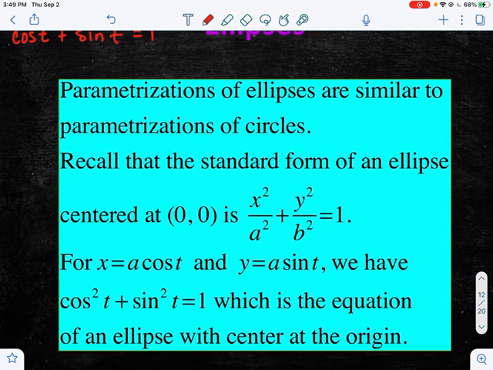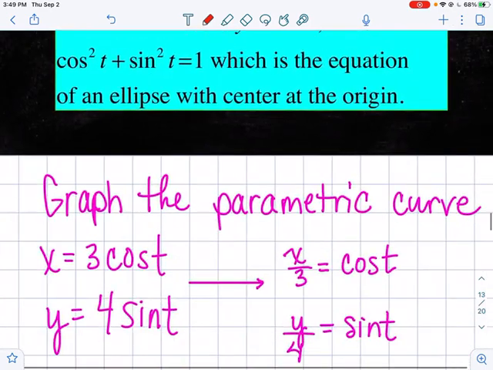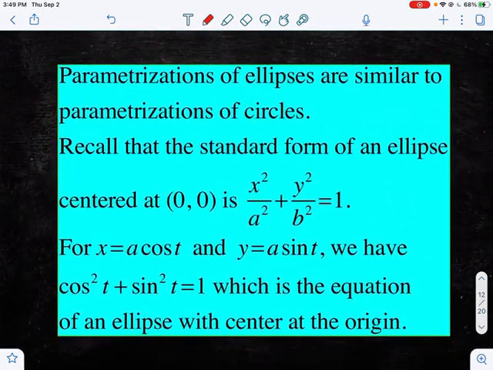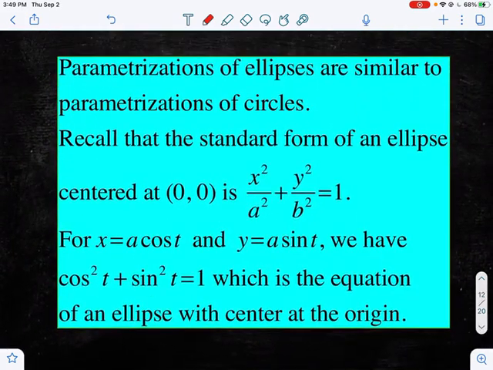And so with an ellipse, a little bit different. I'm going to throw one in there. So parametrizations, when you have a hard time saying it, you know I do too. Parametrizations of ellipses are similar to parametrizations of circles. Recall that the standard form of an ellipse centered at the origin is this.